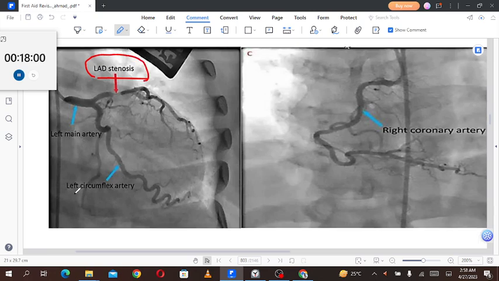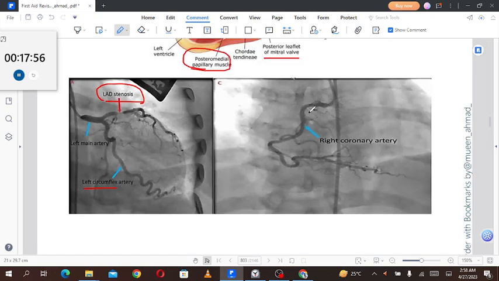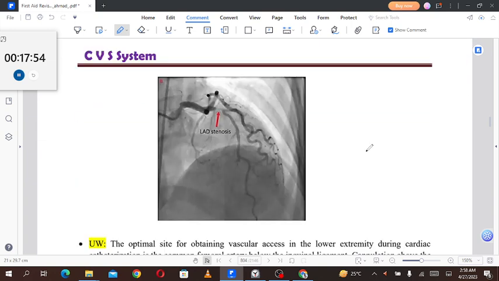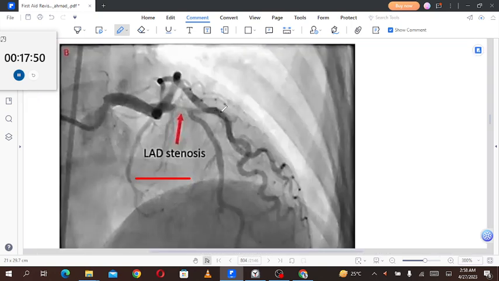Yeah, and then we have the left circumflex artery over here, that is normal. It is the right coronary artery. Okay, all right. Moving forward, this is the left anterior descending artery stenosis, which is also pictured in this picture as well. So here you can see the LAD stenosis over here.